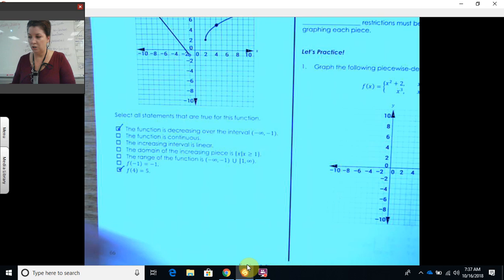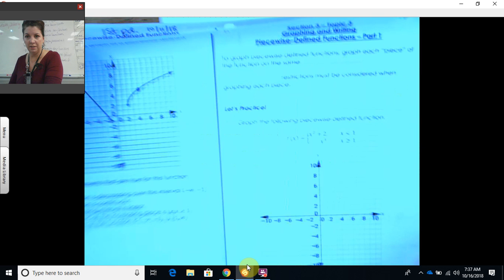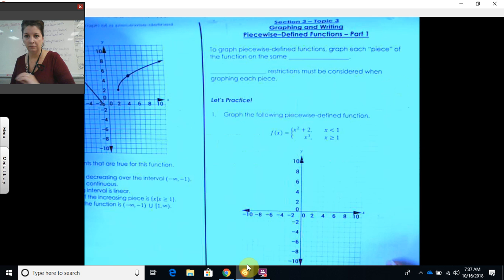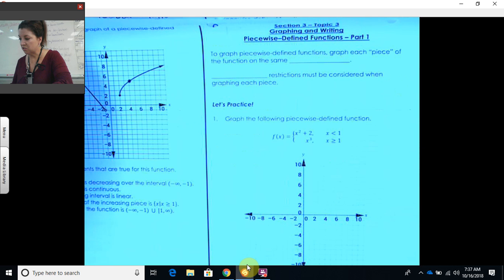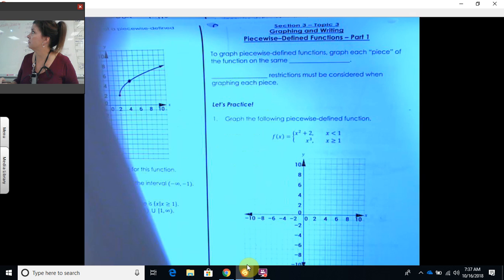Okay, so we are on section 3, topic 3. What we started already, piecewise functions, was kind of an intro. And so this section's focusing more on the graphing and the writing of piecewise functions.